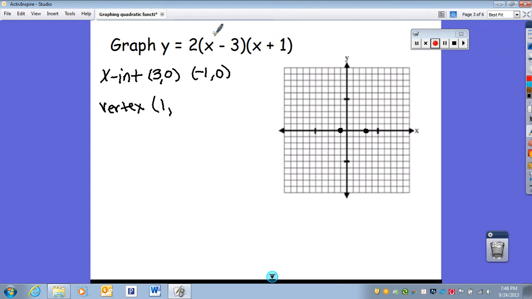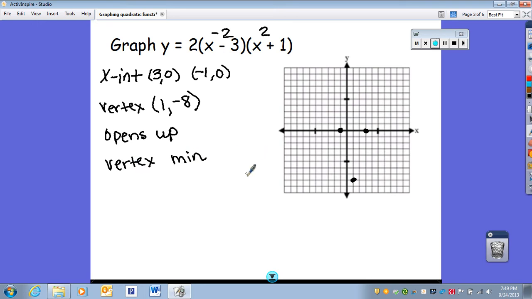1 minus 3 is negative 2, and 1 plus 1 is 2. And then we multiply all of these together. The leading coefficient 2 times negative 2 is negative 4, and negative 4 times 2 is negative 8. So our vertex is at 1, negative 8. Taking a look at our leading coefficient, which is a positive 2, we know that our parabola opens up. Since the number is larger, we know that our parabola is narrower. And since it opens up, we know that our vertex is our minimum point.